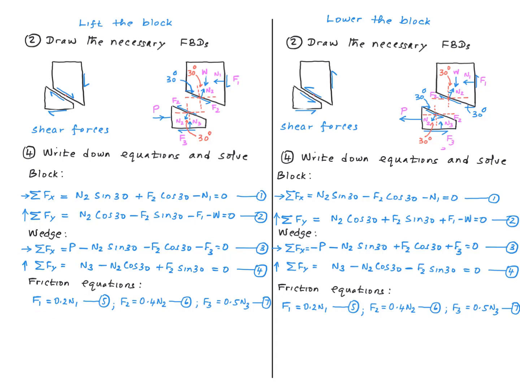Our first frictional equation is written for interface number 1. The frictional force F1 and the normal force N1 are related by this frictional equation. F1 equals mu, which is the coefficient of friction for that interface, which is given as 0.2, multiplied by N1, right? And similarly, F2 equals 0.4 times N2, F3 equals 0.5 times N3. And these equations are written in a similar manner.